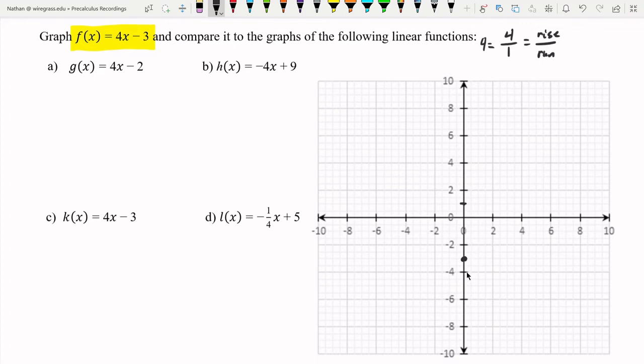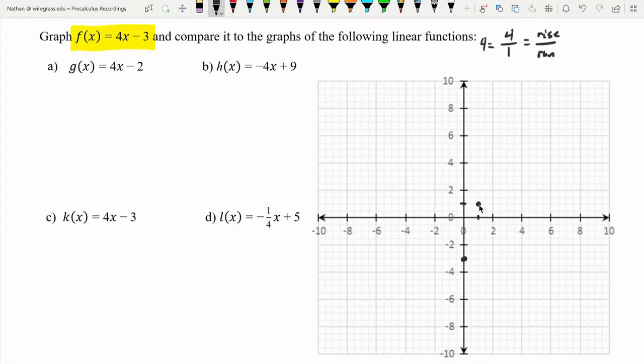Then we're going to run 1 unit. Well, we're here on the 0 point, so running 1 unit moves us here. That means we meet at this point here. You only need 2 points to graph a line because a line will always be defined using 2 points.